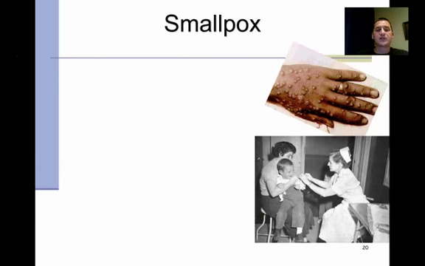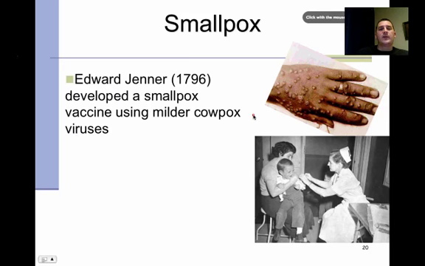So that takes us on to smallpox. In 1796, a man named Edward Jenner developed a smallpox vaccine using a milder cowpox virus. He studied milkmaids who got paid to milk cows. He noticed they had little lesions, little pox-looking things on their hands. So he said, okay, that looks a lot like smallpox, so let's take some blood from these little pox and analyze them.